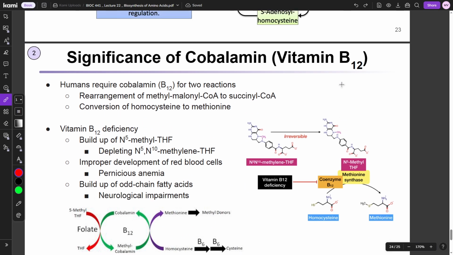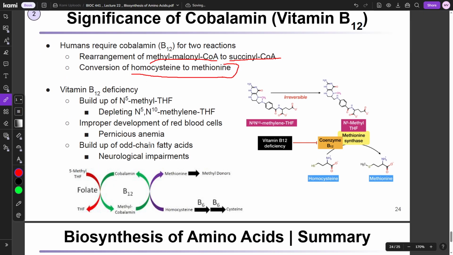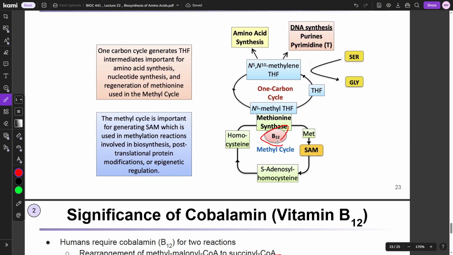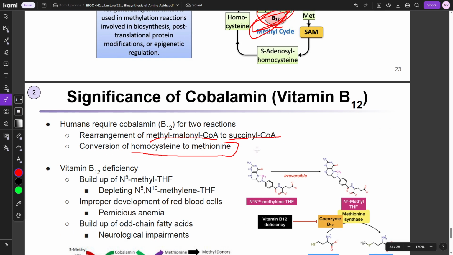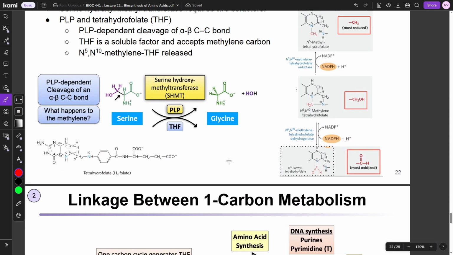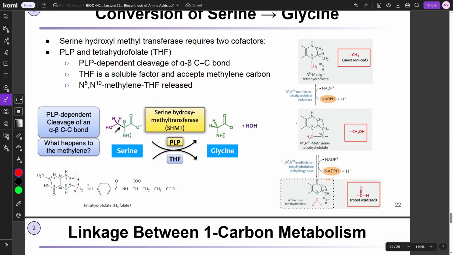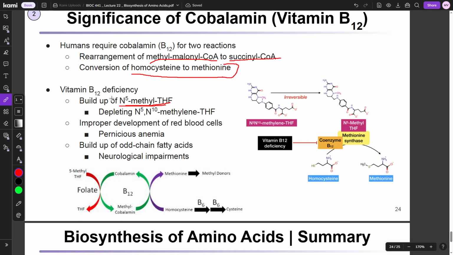Significance of cobalamin. It's required for a couple of reactions, rearrangement of these two things, and also conversion of homocysteine to methionine. This is the important one. If you don't have B12, this reaction doesn't occur. And so what you end up getting is, remember that formation of N5 is irreversible, right? So basically you build up a lot of this stuff, which depletes all of the methylene version, and so you would get a whole bunch of problems.